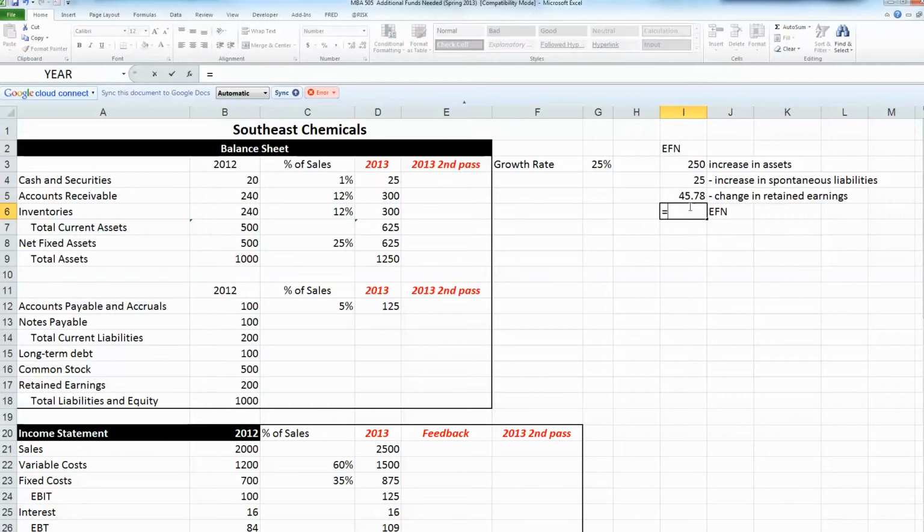Now I can calculate my additional funds needed. Take my increase in assets, subtract my increase in spontaneous liabilities, and subtract my change in retained earnings. So this predicts that I need $179 in external financing. And let's say I want to split this equally between notes payable and long-term debt.